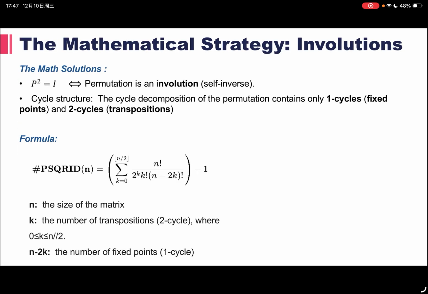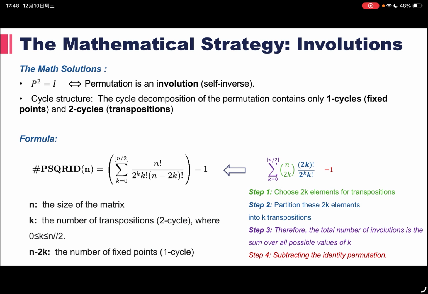For n equals 20, brute force checking will be impossible because the number of permutations is huge. So I used a mathematical strategy. A permutation matrix squared equals the identity if and only if it is an involution. This means the permutation must consist only of 1-cycles and 2-cycles. So I derived a formula based on 4 steps.